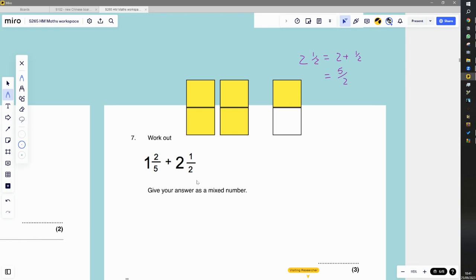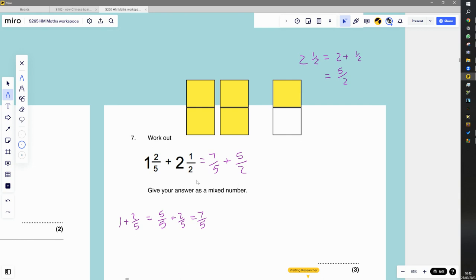So this time I'm going to do the other number without a diagram. We've got 1 and 2/5, which is the same as 1 plus 2/5. Now 1 would be the same as 5 over 5. The reason I'm doing 5 over 5 is because then it's going to have the same denominator as 2 over 5. So 1 and 2/5 is the same as 7 over 5. So these two can be rewritten as 7 over 5 plus 5 over 2.